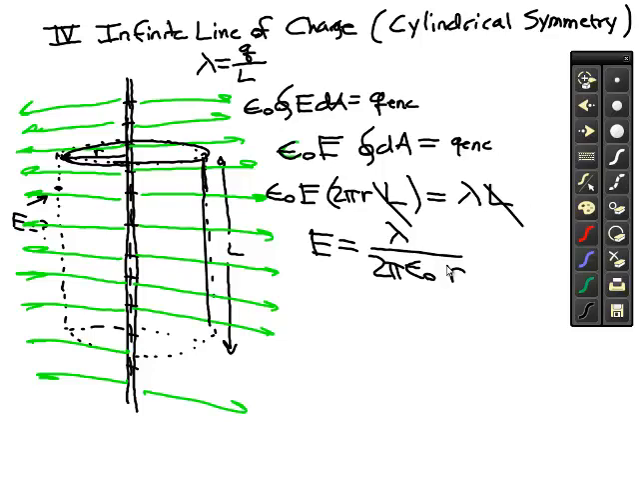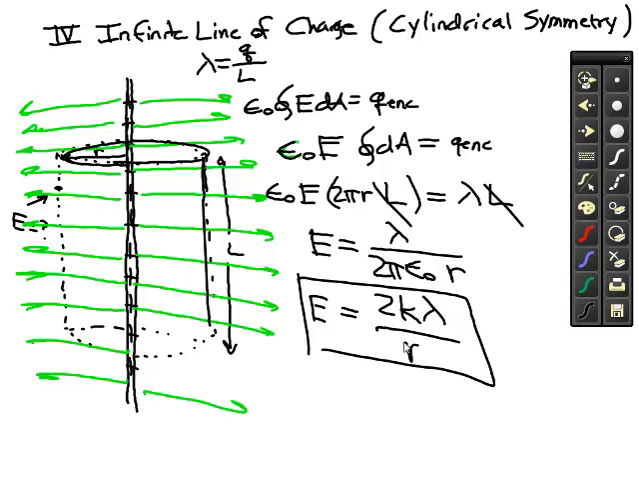And by the way, if you want to get rid of the 2 pi epsilon naught, one way to do it is to multiply the top and bottom by 2. Because if I multiply the top by 2, the bottom becomes 4 pi epsilon naught, and I've got 2k lambda over r. So if you like that better, go for it. All right?